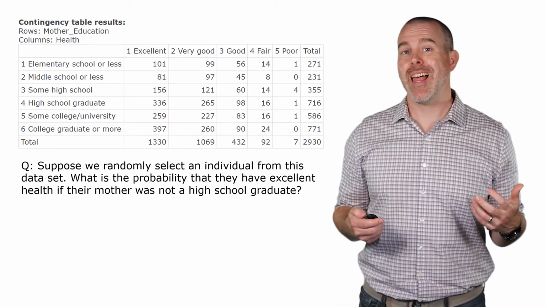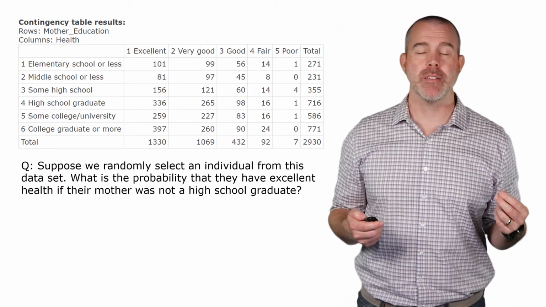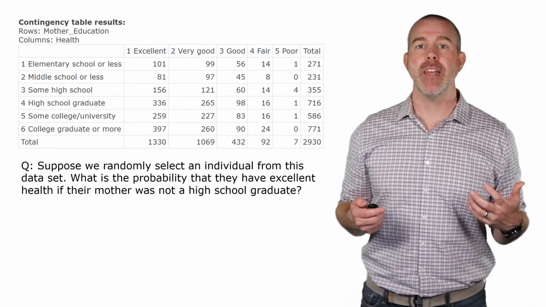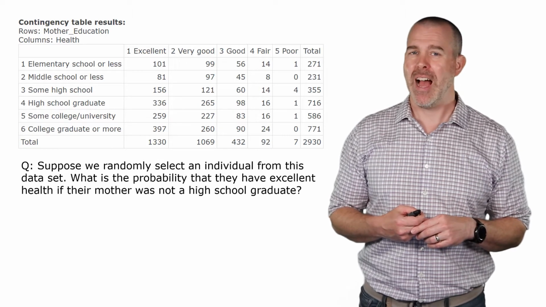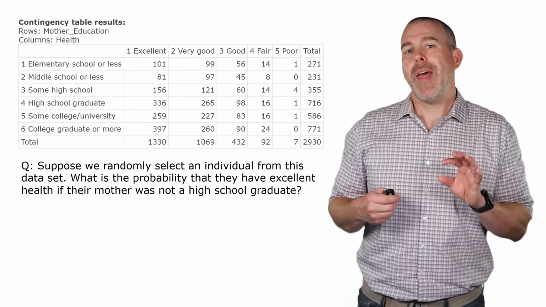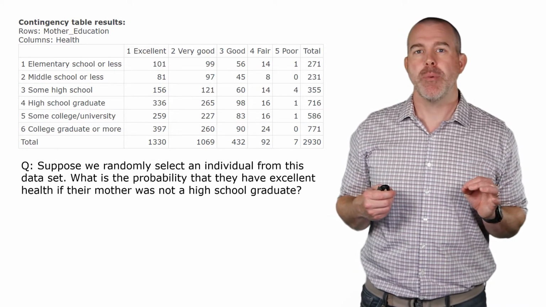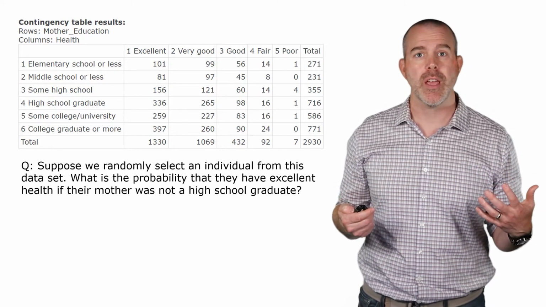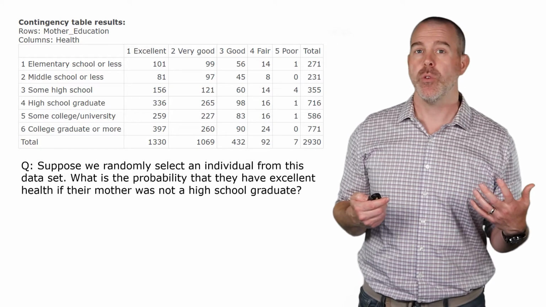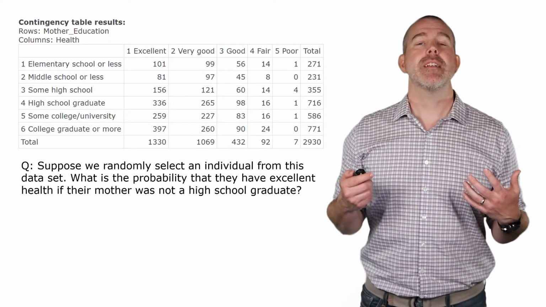So suppose we select an individual at random from this database, and we want to know what's the probability that that individual has excellent health given that their mother was not a high school graduate. So what that means is we're not just going to find the probability that they have excellent health. We have to limit our sample space, and we're only going to look at the ones that were not a high school graduate. Let's practice some notation here.